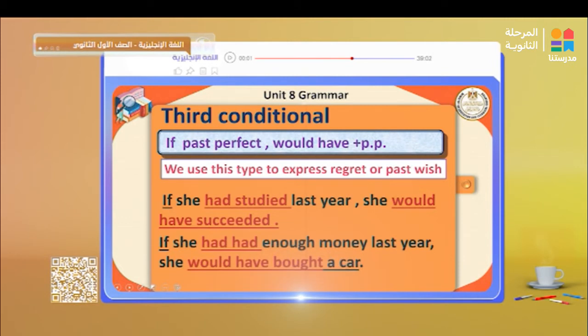Look at the other example. If she had had enough money last year, she would have bought a car. What does this sentence mean? It means that she didn't have enough money last year and she didn't buy a car. So the two actions happened in the past, so we use the past perfect and would have plus past participle. If she had had enough money last year, she would have bought a car.